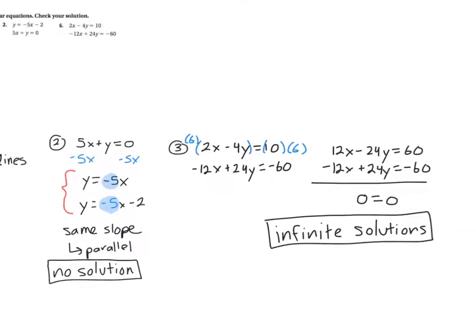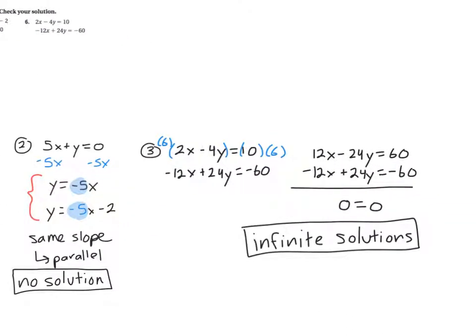Now this last example, number 6, I wanted to solve this algebraically, so I decided to use the elimination method. So remember, our goal with the elimination method is to create opposite coefficients. So I noticed this is a negative 12, and I knew that I could turn this into a positive 12 by multiplying my top equation by 6. So when I do this, I end up with 12x minus 24y equals 60.